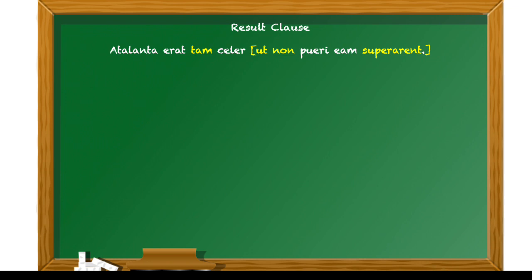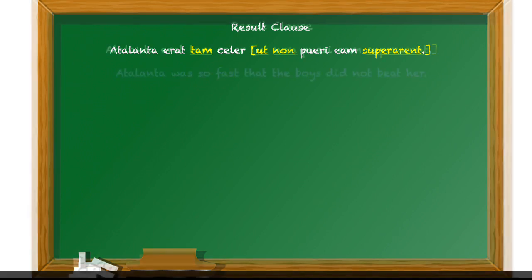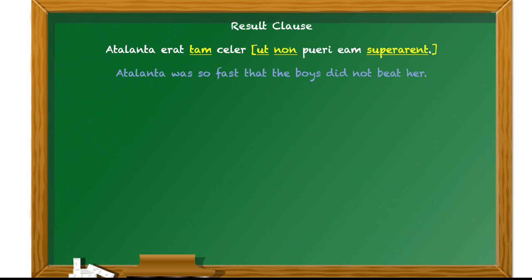Go ahead and pause the video as you try to translate that sentence. And you should have come up with Atalanta was so fast that the boys did not beat her. So result clause is a very common one, like purpose clause. You'll be seeing it a lot, and that's how those work.